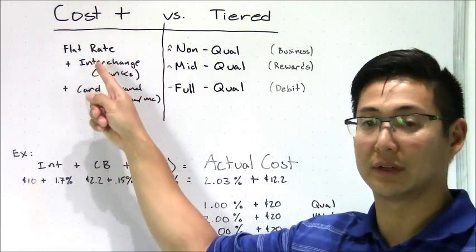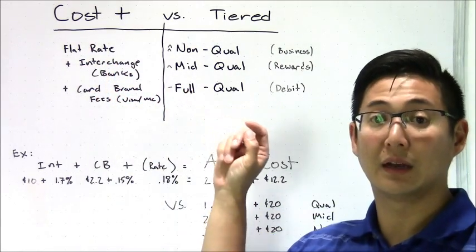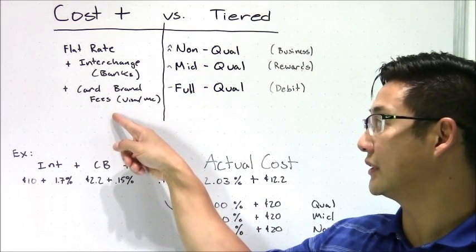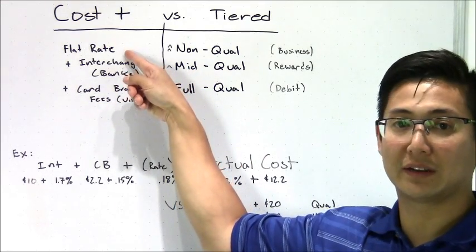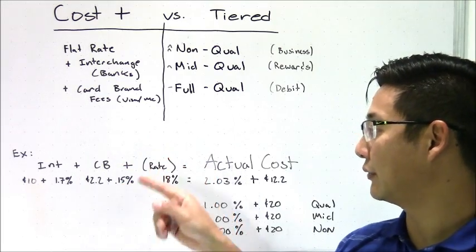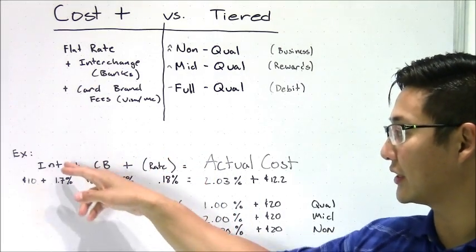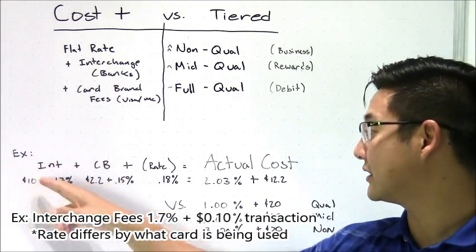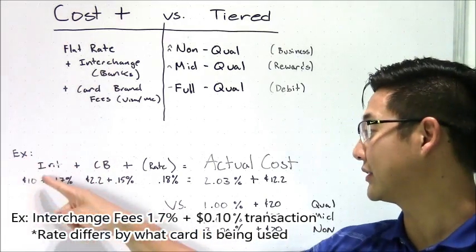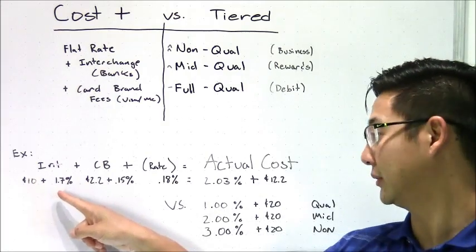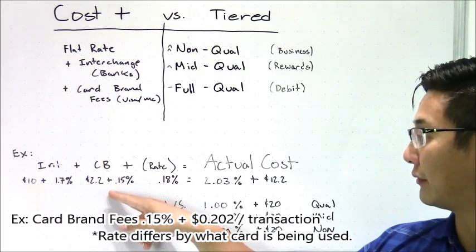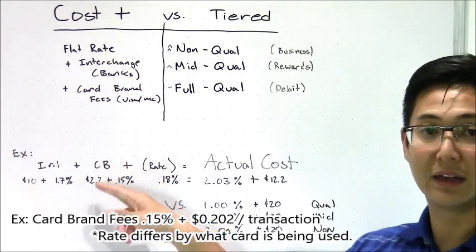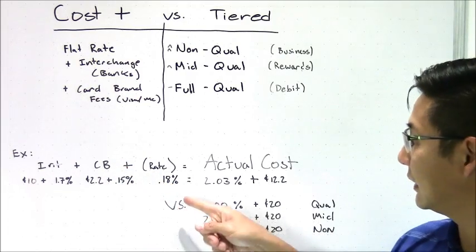Cost plus pricing is a little different. It's going to take the publicized interchange fees and the card brand fees and then tack on a flat rate on top of that. So if you look at this example, you're going to see an interchange rate of 1.7% plus 10%. This is a rate that everyone pays. This is a rate set by the banks. It's non-negotiable. Your card brand fees are something like 2.2% plus 0.15%. Again, everyone pays that fee.